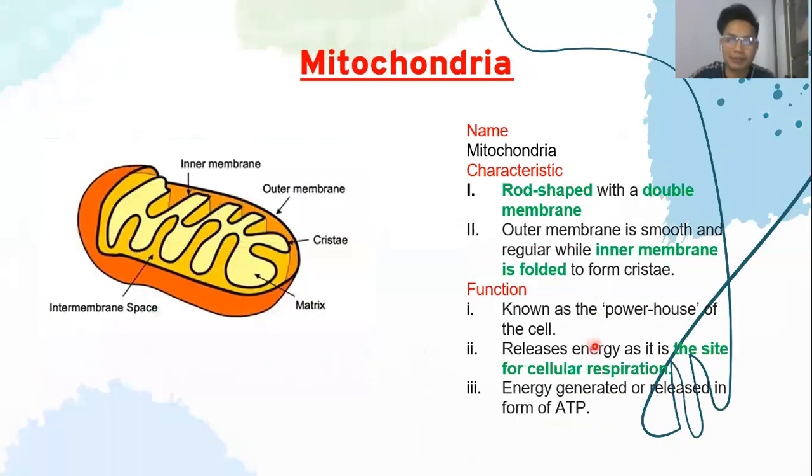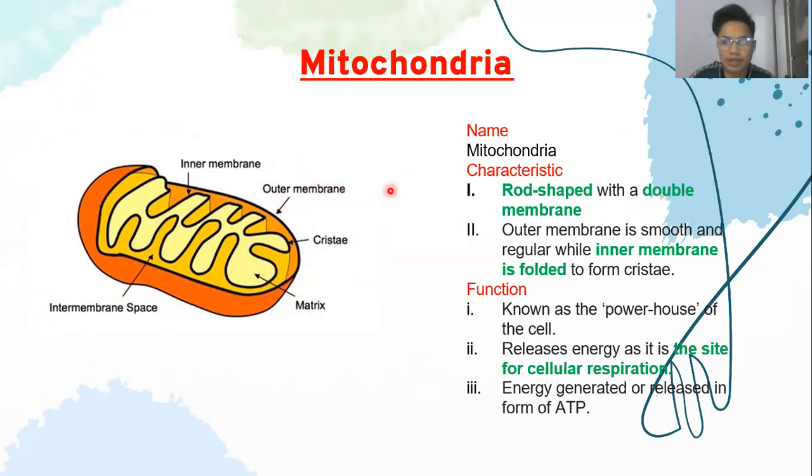Next is mitochondria. This is the structure of mitochondria. As you can see, mitochondria have an inner membrane and an outer membrane, and this is the cristae. Inside the cristae, we have the matrix, and this is the intermembrane space.